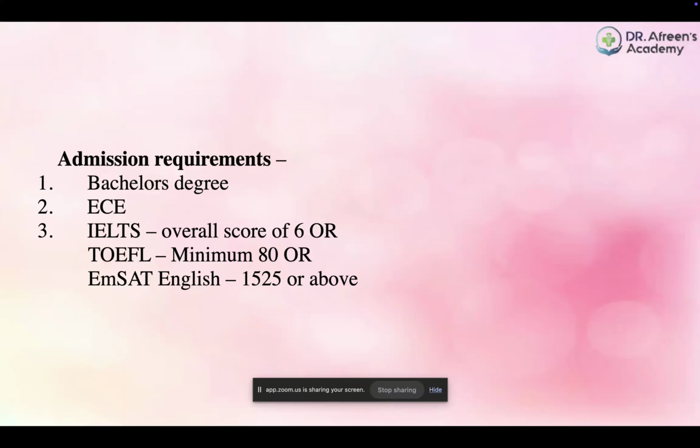Apart from the academic things, you will have to show them your Emirates ID, passport copy, and visa, and all of those things. But here, what takes time is your ECE and your IELTS. IELTS, you will have to give the latest certificate.